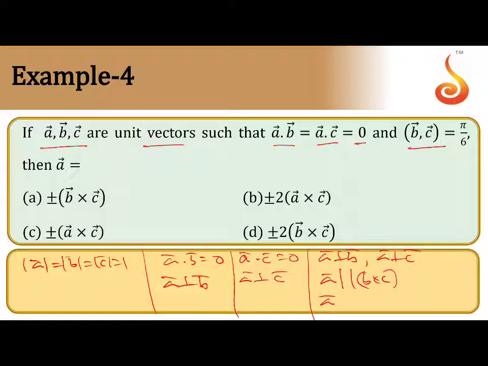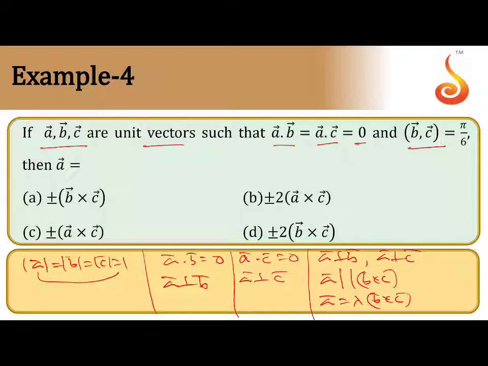And A bar is parallel to B cross C means A bar equal to lambda times B cross C. So our job is to find lambda in terms of B cross C. Look at the options, all options are in terms of B cross C. So our job is to find lambda. How to get lambda? Apply magnitude to both the sides, because magnitude of A is what? 1. Then you get the answer for this case. That's the concept behind the question.